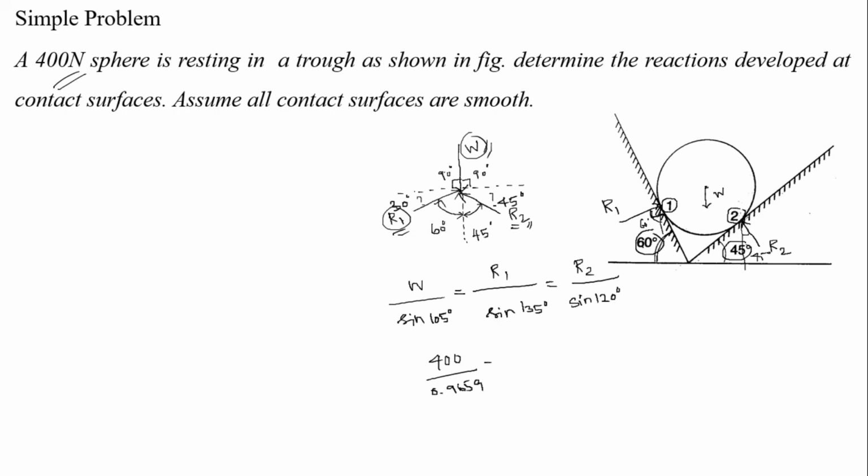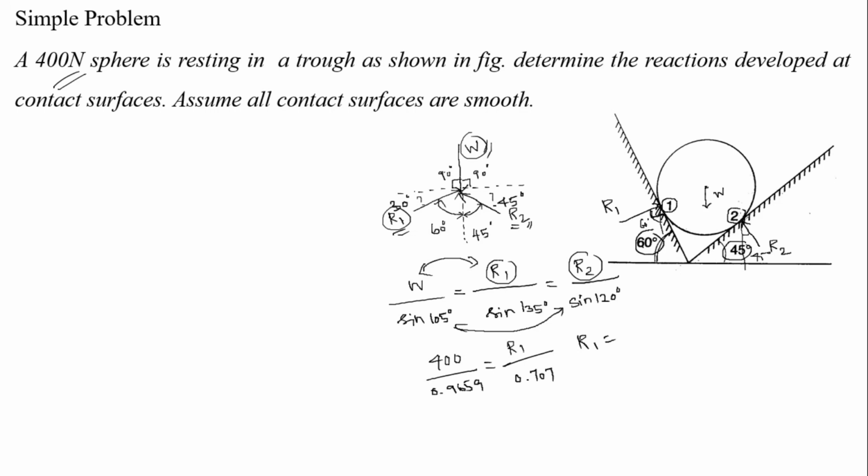0.9659, which is equal to, now I want to equate these two, then we can calculate R1. Then I want to equate these two, then I will calculate this R2, right. So R1 divided by sine 135, right. So sine of 135 is equal to 0.707. Now R1, which is equal to, what is the value?